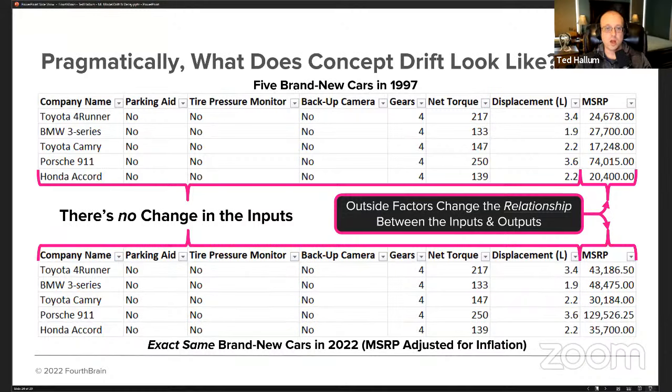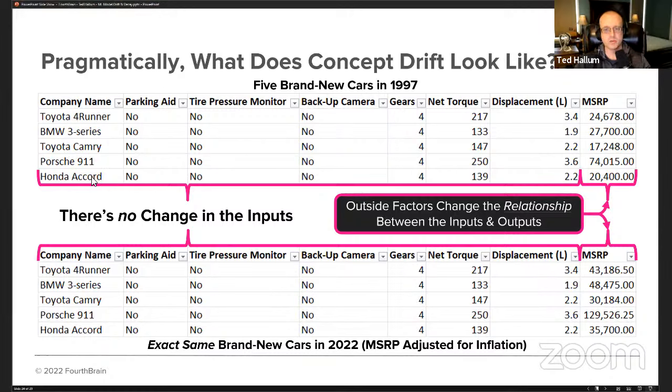Okay, so at a practical level, we just talked about that abstractly. What does concept drift look like? So as an example, I've given you 5 vehicles here. These were brand new cars in 1997. We've got a Toyota 4Runner, a BMW M3 Series, Toyota Camry, Porsche 911, and a Honda Accord.